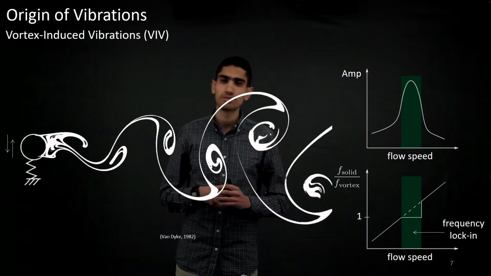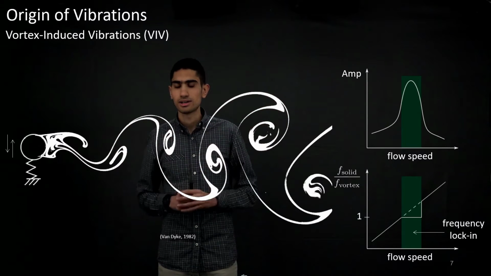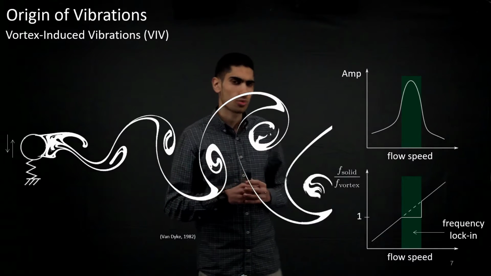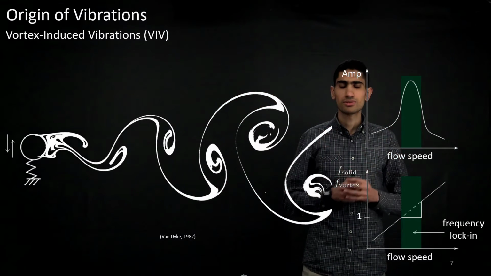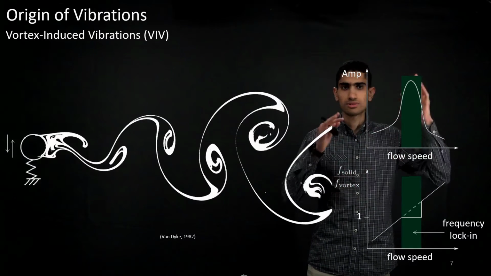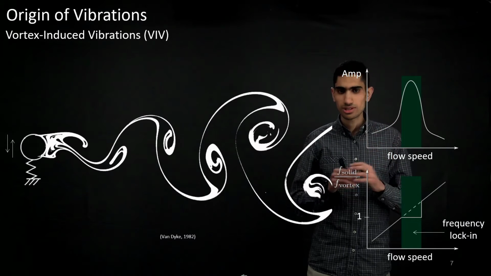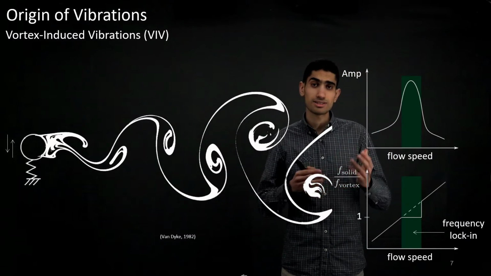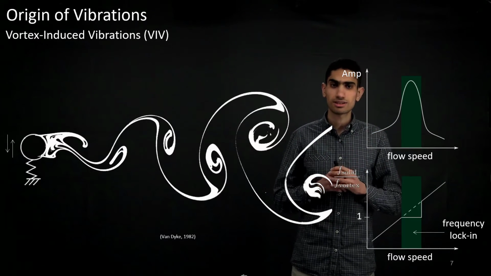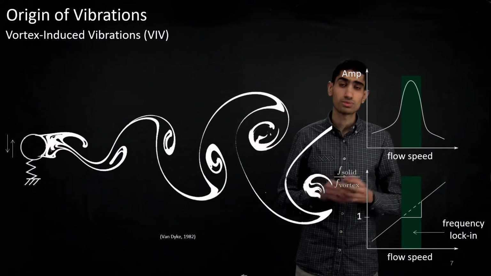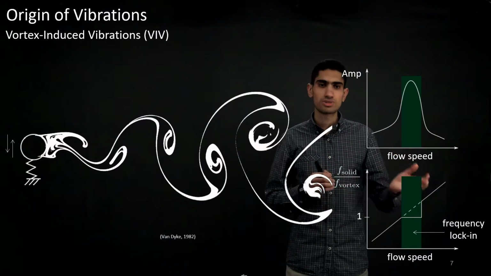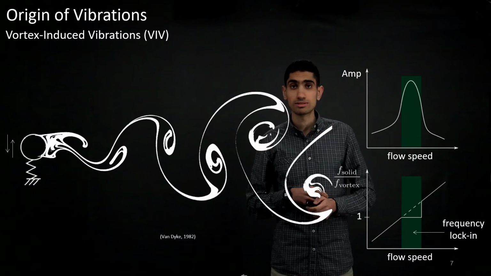VIV are very common in FSI. They appear when you have a vortex street forming in the wake of your structure. What's special with these vibrations is that when you look at the amplitude versus the flow speed, you have a critical region in the middle where the amplitude is very high. And the frequency of your solid is an increasing function of the flow speed, but in this critical region, it is constant and equal to the frequency of the vortex. We usually say that the frequency of the solid is locked into the frequency of the vortex, and this region is called the lock-in region.